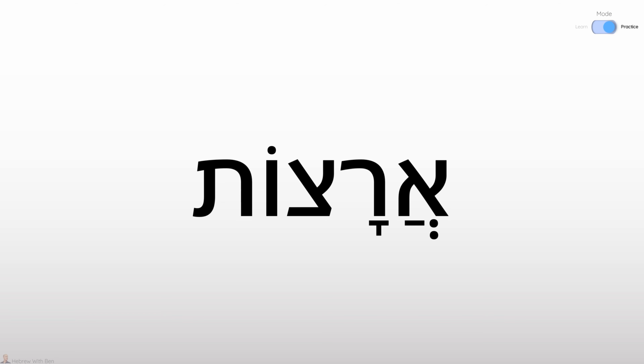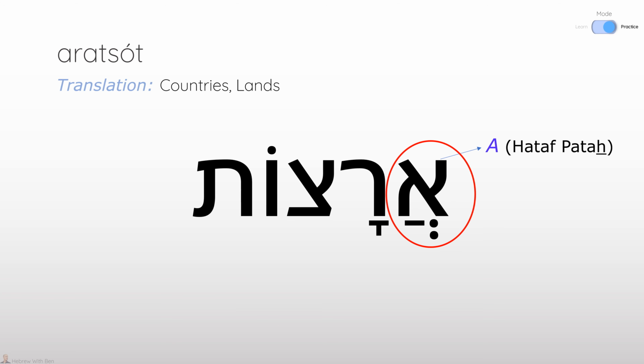Let's look at another example. The word is Aratzot. The letter Aleph with Hataf Patah sounds like A. The second letter is Resh, and it is decorated with Kamatz Gadol. It creates the syllable Ra.